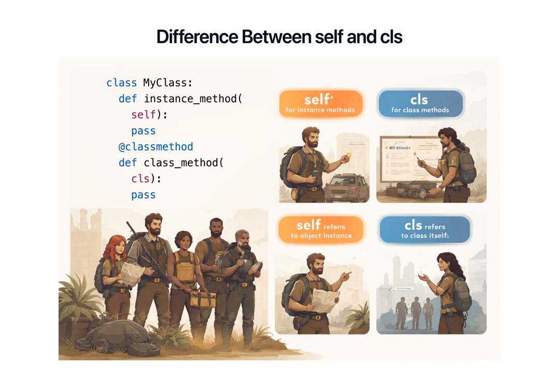In Python, self is used in instance methods to refer to the object instance, while cls is used in class methods to refer to the class itself. This distinction is important for method behavior.